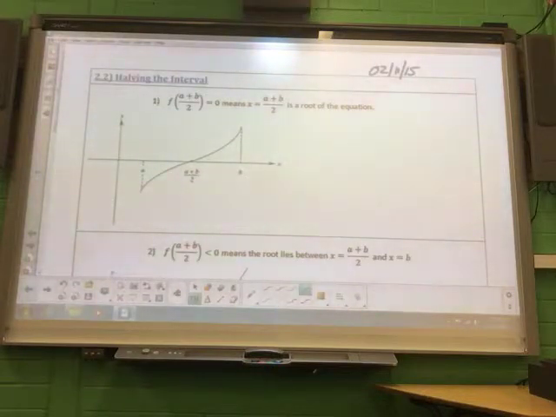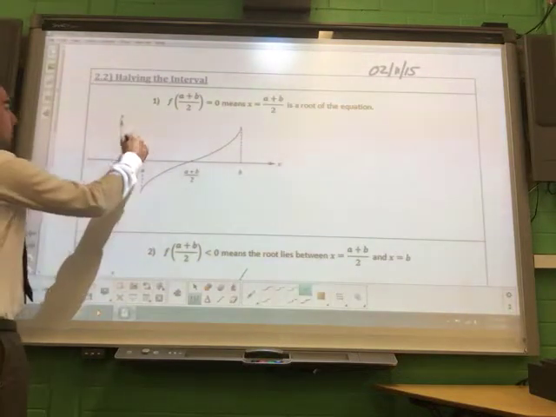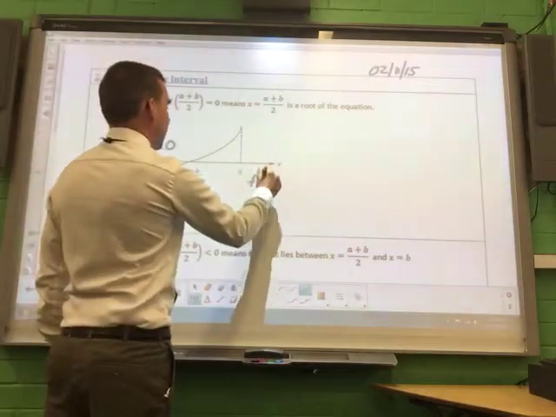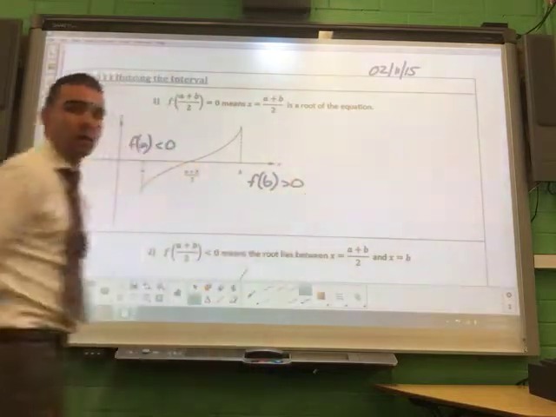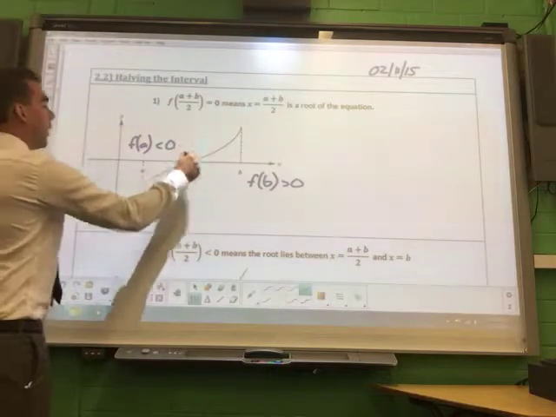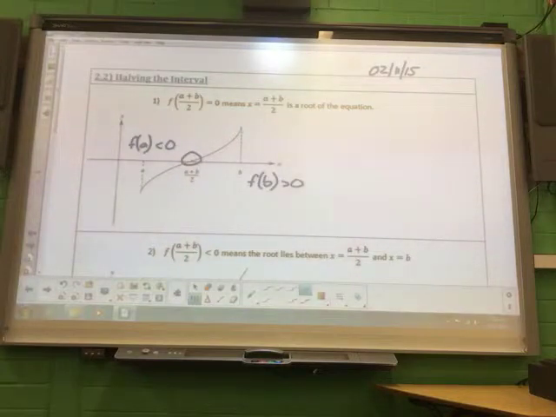Halving the interval. Basically, if we are able to determine where a root would lie between, we use the technique of halving the interval. In other words, if we know that f of a is less than zero and f of b is greater than zero, we know there must be a root somewhere in between. For it to change between negative and positive, there must be some point where f of whatever the value is equals zero. So that's the idea of halving the interval.